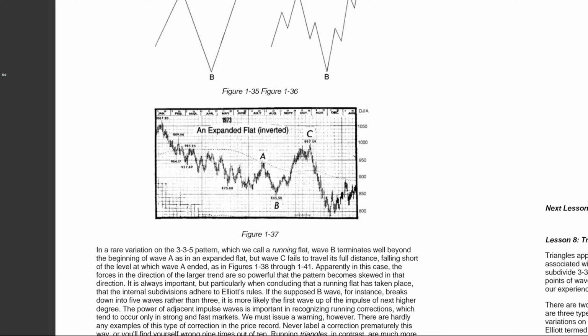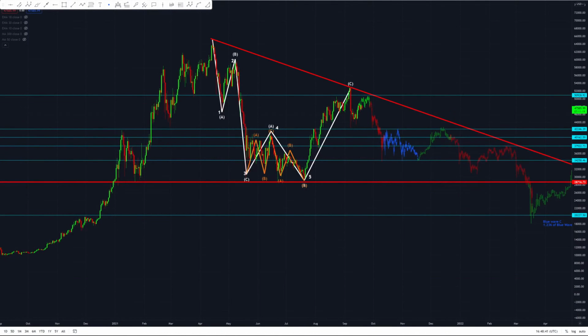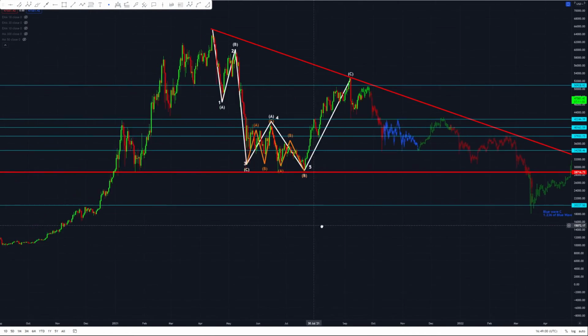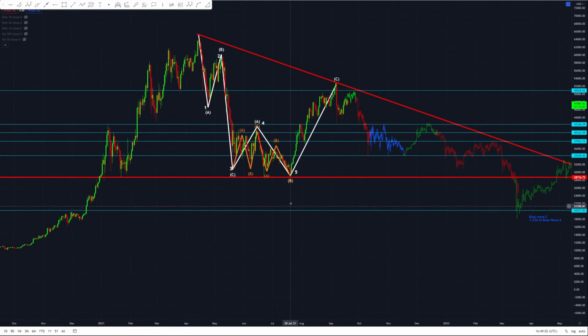And I'm going to go now to the actual charts. And I'm going to show you what we found, or what I found. And I'm going to show you how it fits with this whole truncation that I'm talking about, the bear market truncation and the inverted flat that I'm talking about. So let's go to our charts and show you guys. So we have our main chart right here, our Bitcoin chart, our BTC chart.